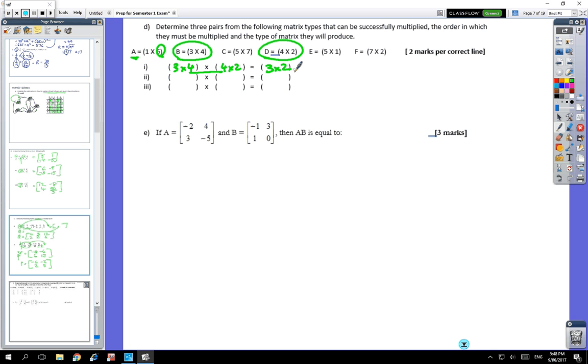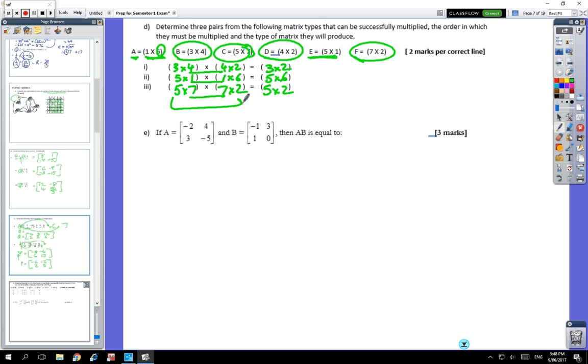Okay. Looking again, E could go with A, because then the ones match up. So a 5 by 1 and a 1 by 6, the ones match up, and the answer would be a 5 by 6. And just looking for one more pair. Looking for a pair of things that could match up. Okay, C and F could match up because there's a 7 at the back. So a 5 by 7 and a 7 by 2, the 7s match up, and then the answer is the outside. Okay.